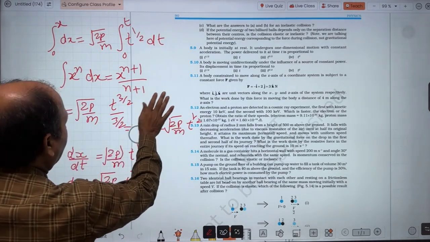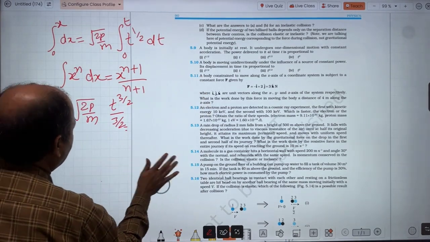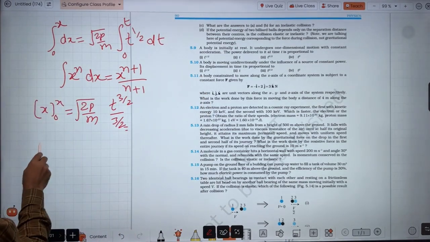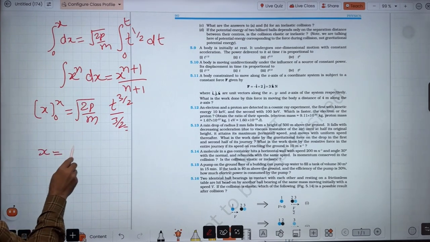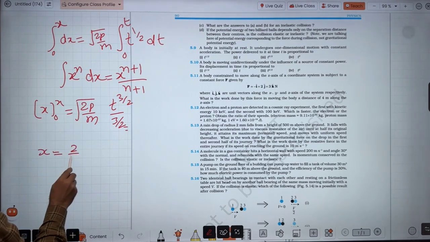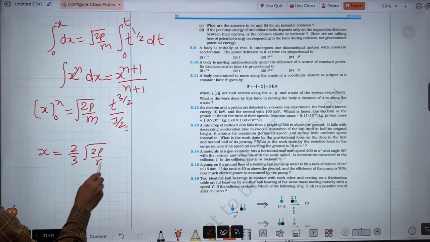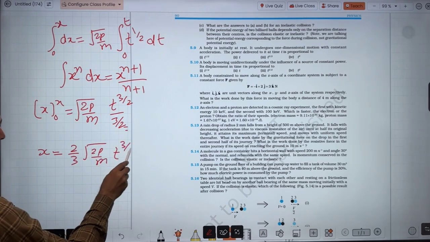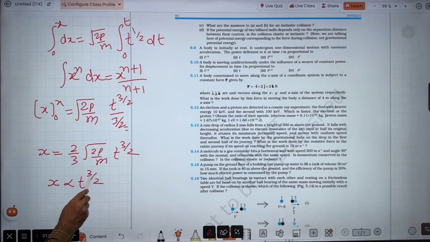So here other things are constant other than x and t. So this will become upper limit minus lower limit. This will give x, and this can be written as 2 by 3 root of 2p upon m into t power 3 by 2. So here we have to check the dependence of x on t. So we can say x is proportional to t power 3 by 2.